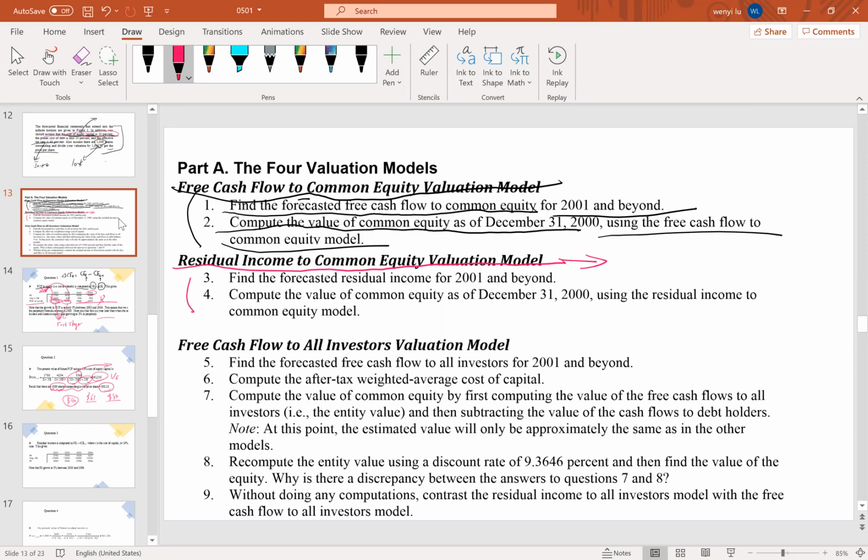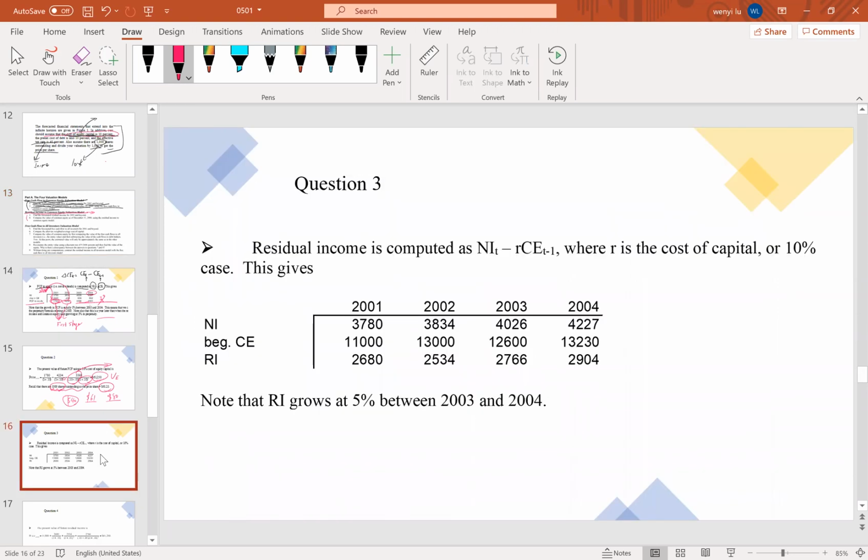So first, let's solve the residual income. How to solve residual income? Residual income is equal to the net income minus the spending on the common equities, minus the cost of common equities. So this is the cost of equity.